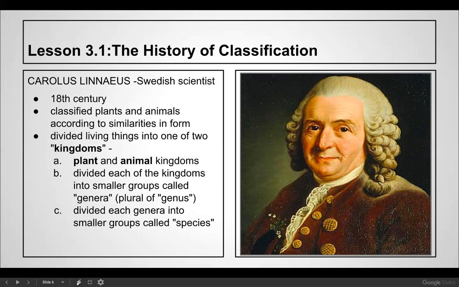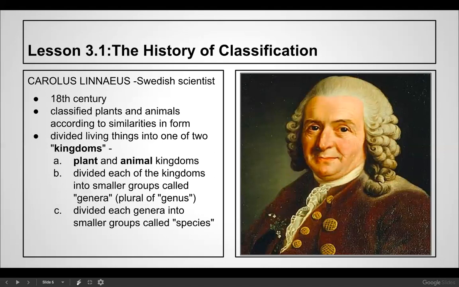Linnaeus was pretty much the father of classification. He classified plants and animals according to similarities in form. He divided living things into one of 2 kingdoms, plants and animals. He divided each of the kingdoms into smaller groups called genera, which is a general. Then he divided each of the genera into a very specific name called a species.